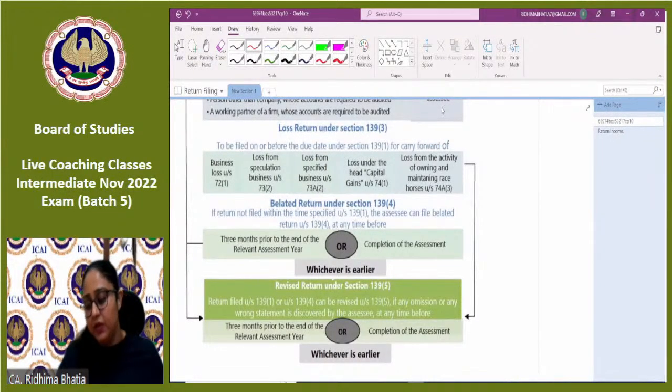Completion of assessment क्या होता है? Completion of assessment means income tax authority has the right to assess your income. They have a right to calculate the income. Obviously, they will not do it. चलो आज करके खत्म कर देते हैं.